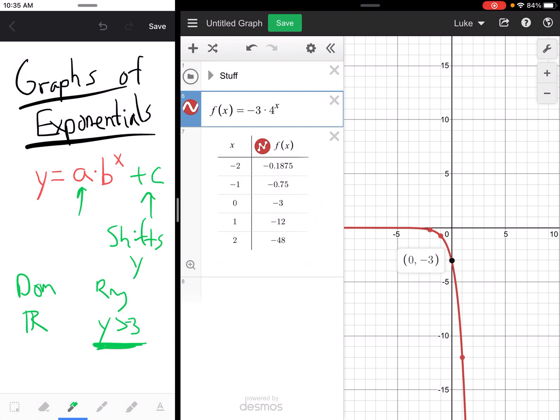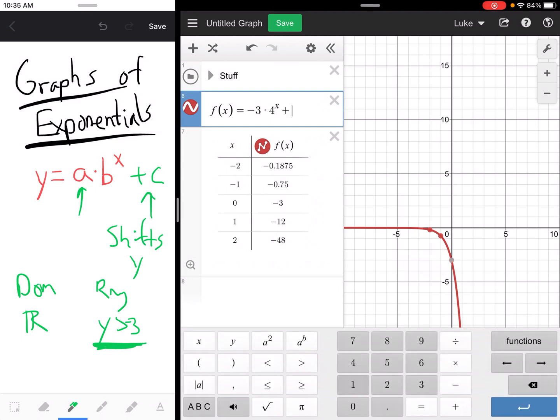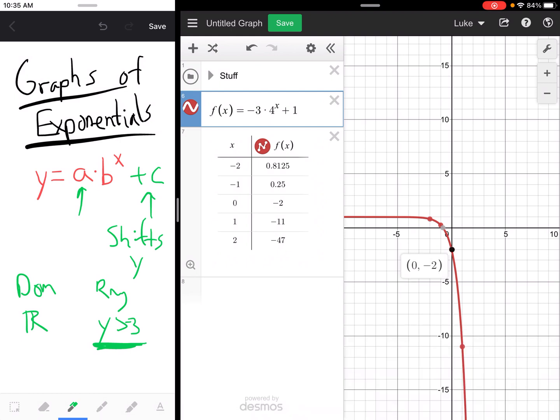Now where it gets tricky though is if we end up shifting things. So if we go +1, all of a sudden we've got to be like, uh-oh, we've got to find the difference between where the graph flattens out and where that y-intercept is. But that's a problem for later down the road. You're not going to have to do something that complicated right now at least.